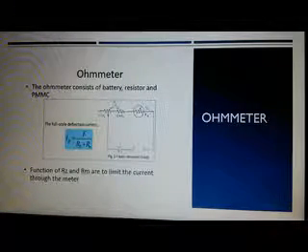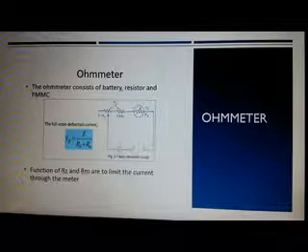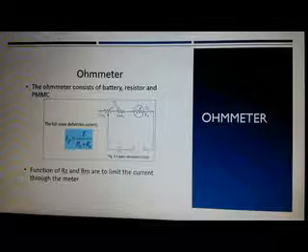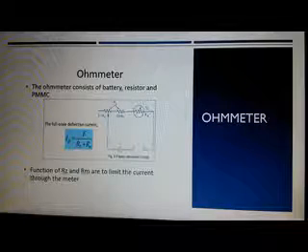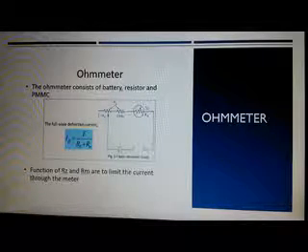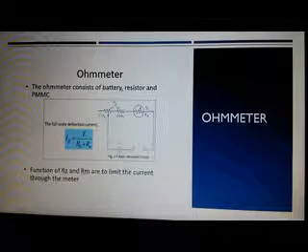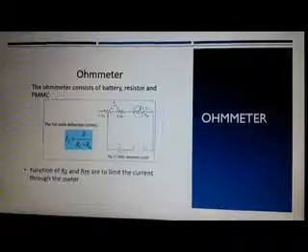An ohmmeter is an electrical instrument that measures electrical resistance, the opposition to an electric current. The ohmmeter consists of a battery, resistor, and PMMC. As you can see in the figure, that is a basic ohmmeter circuit. The function of RC and RM is to limit the current through the meter.